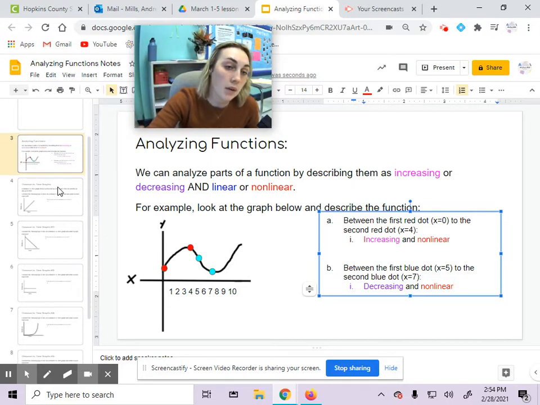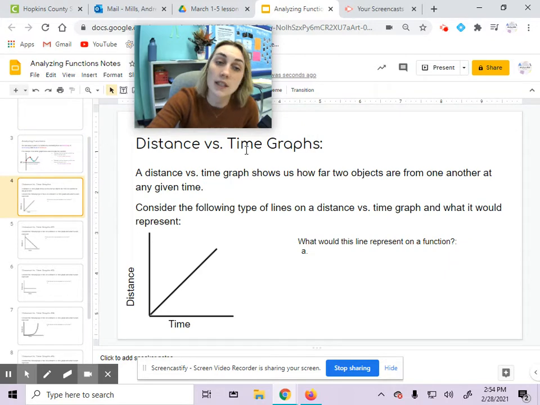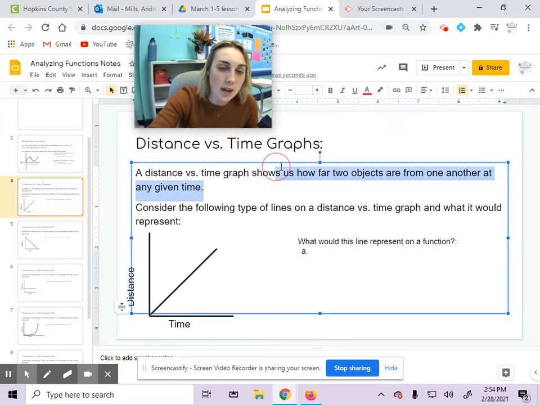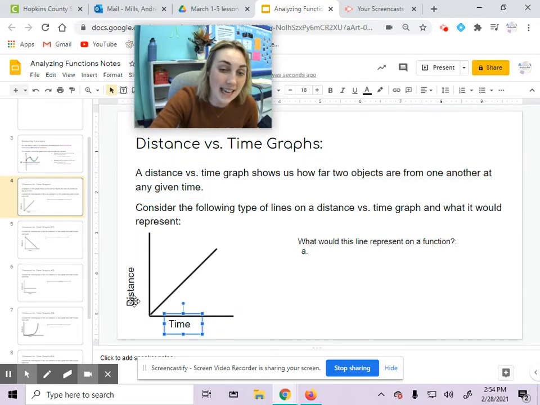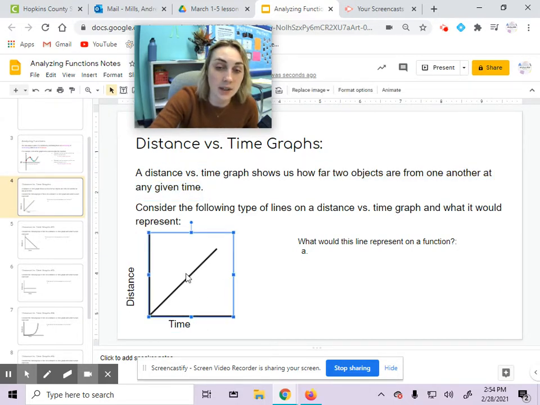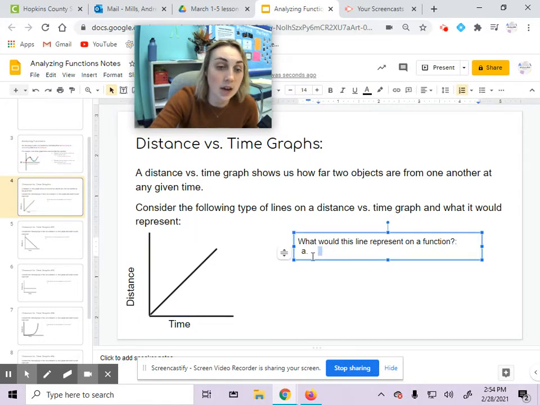Now, if we're going to go more into depth when it comes to distance versus time graphs, the best way to describe a distance versus time graph is they show us how far two objects are from one another at any given time. It describes how far something is and how long it takes you to get to where you need to be. So for example, if we're looking at this particular graph, how would we describe it? What would this line represent on a function?